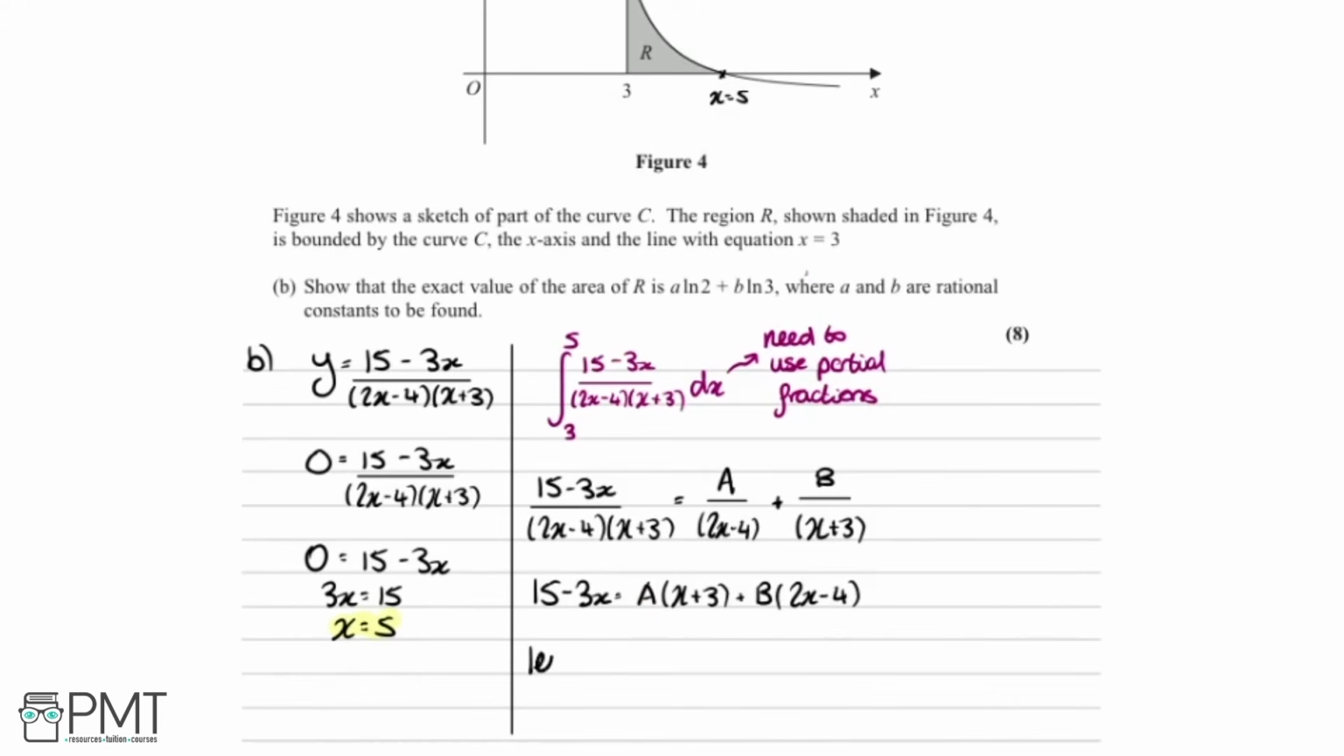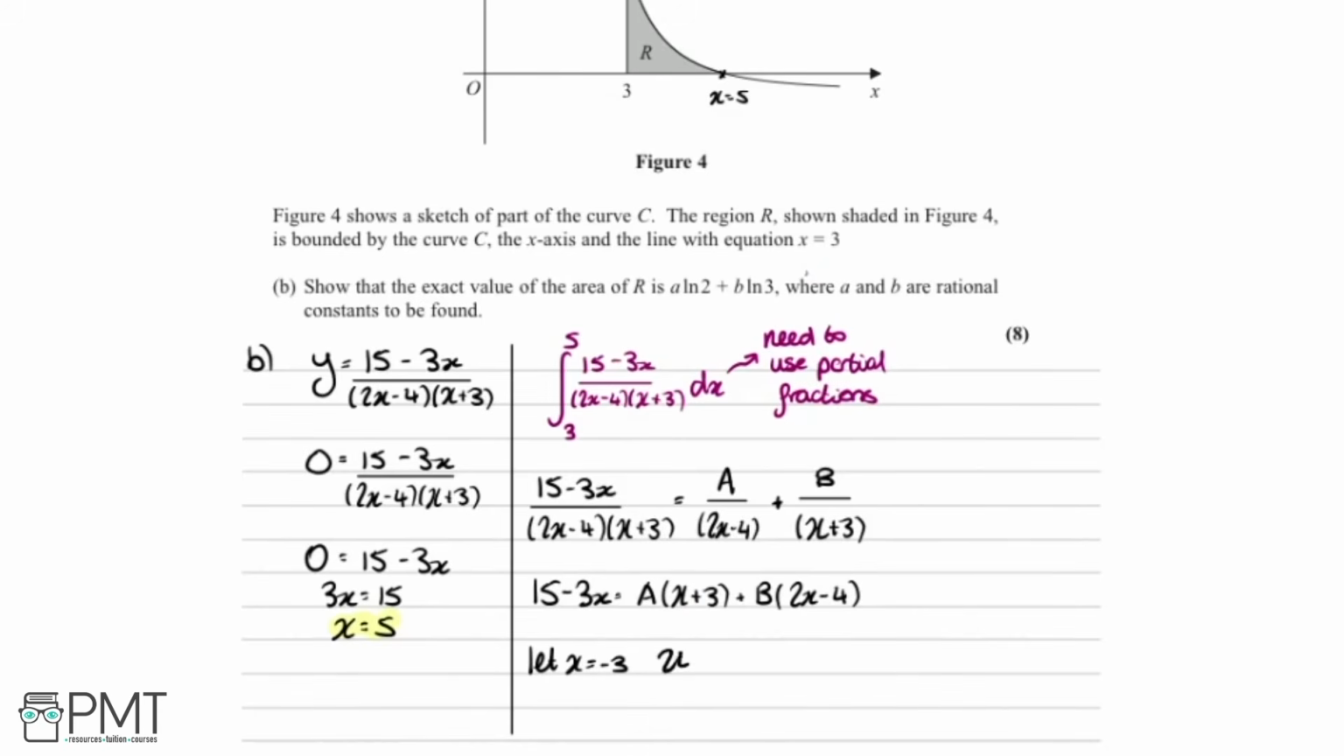Firstly, I want to try and work out what B is. So we want to try and work out a way to get rid of A. Well, to get rid of it, if you times it by 0, you're going to get rid of it. So we're going to let x equals minus 3, which will mean that this bracket goes to 0, which means we're just left with B and we can solve for B.